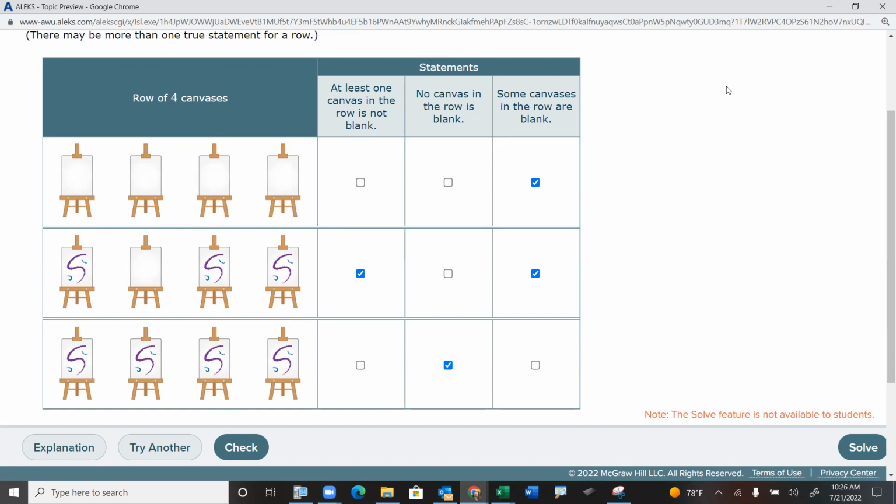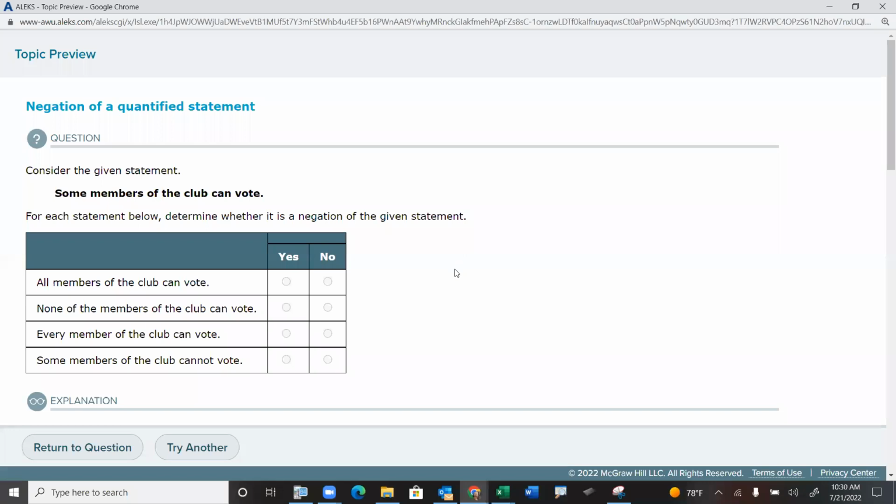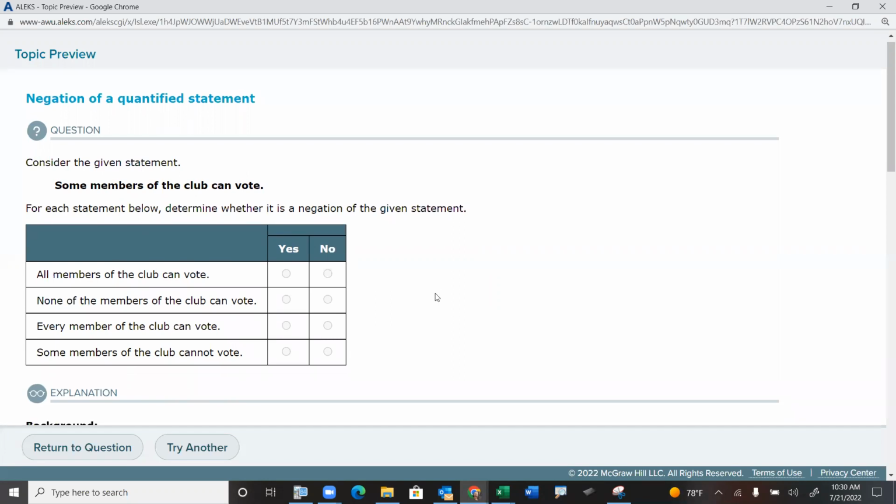Okay, once again, on this one, we're going to use just the explanation written down because they say it really well. So we're given this statement: some members of the club can vote. And we want to know which of these is a negation of it. This is where it starts getting slightly trickier. So they give us 4 statements, and we decide which are a negation and which are not.